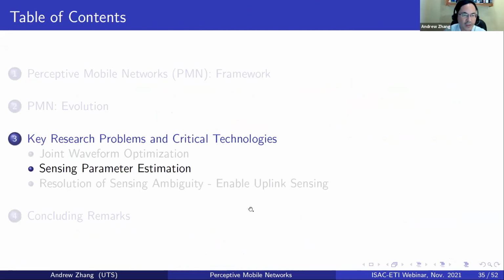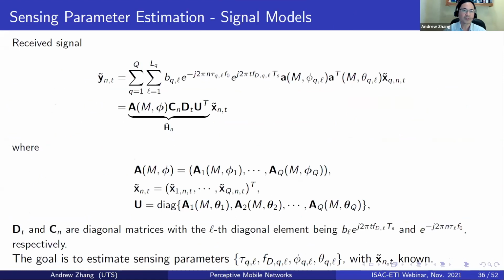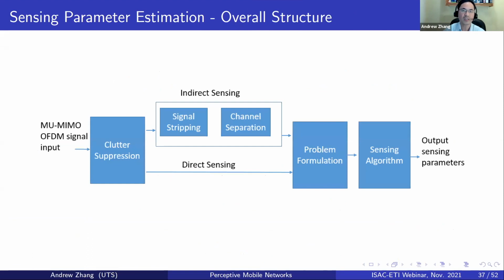Okay, next let's have a look at the sensing parameter estimation issue. So this is the received signal as we described it, right? We have the transmitter signal, we have the channel decomposed into several matrices. To do sensing parameter estimation, we think there are two approaches. One approach is we first remove the transmitter signal and separate the channel for different users. This approach we call indirect sensing. And the other approach is called direct sensing, where we don't really separate the channels for different users or remove the transmitter signal. These two approaches have respective advantages and disadvantages.